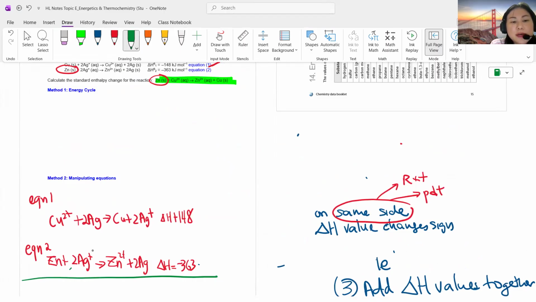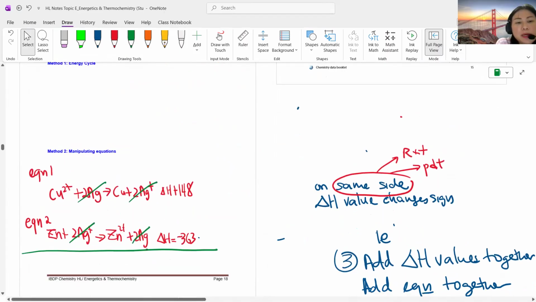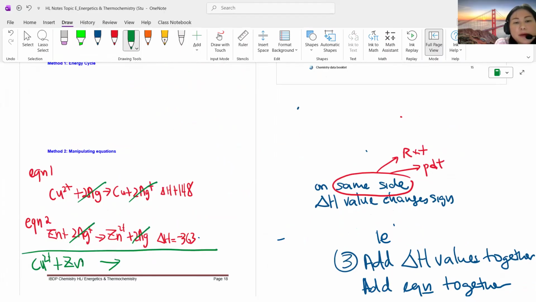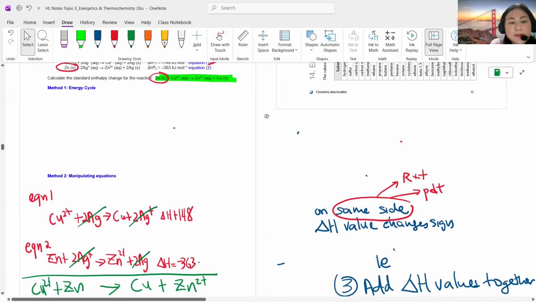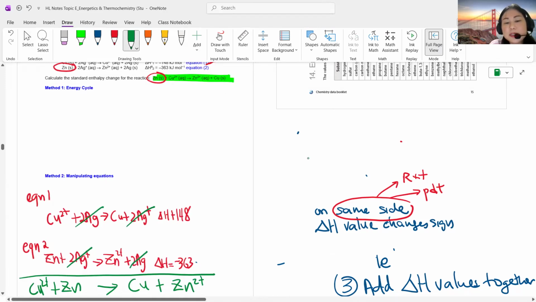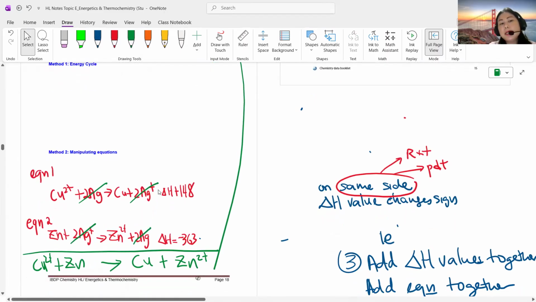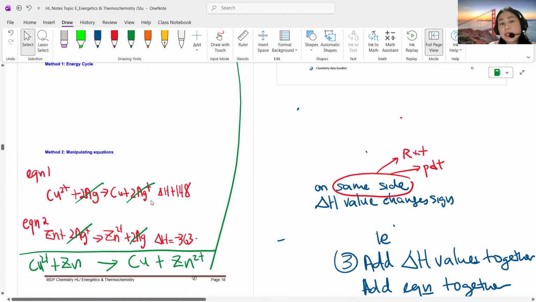And I can see 2 silver cancel, 2 silver cancel. And I copy. Whatever was before the arrow is copper 2 plus and zinc. Whatever is after the arrow, copper plus zinc 2 plus. All right. So is this the equation in green? Zinc plus copper 2 plus gives copper plus zinc 2 plus, which is exactly the equation in green, right? So by summing the two equations that I've manipulated, I get my equation in green.